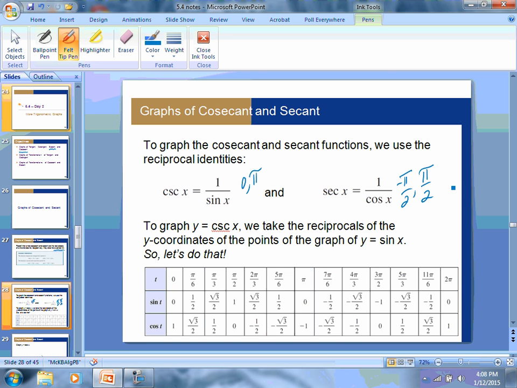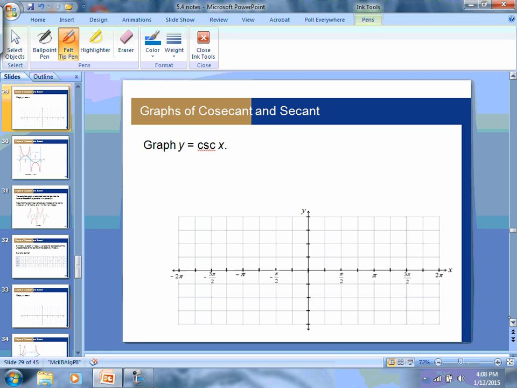If we're going to graph the cosecant function, we're going to take the reciprocals of the y coordinates of the points on the graph of the sine function. Okay, so let's do that. Let's graph the cosecant. Again, I'm going to make a table of values. I'm going to have x and y, and we'll start at 0 and go all the way up to 2 pi.